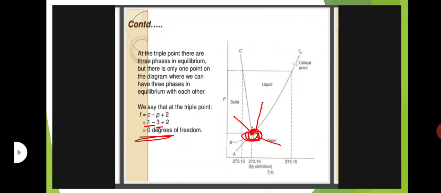Now we can calculate the degrees of freedom. F equals C minus P plus 2. The C value is 1, the P value is 3. So 1 minus 3 plus 2. So here the degrees of freedom value is 0.